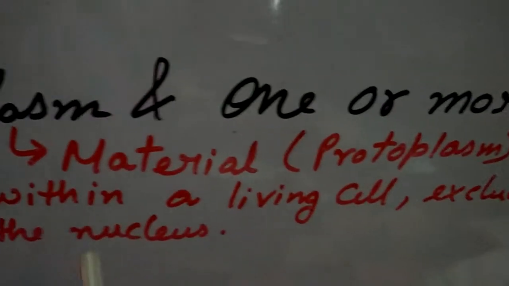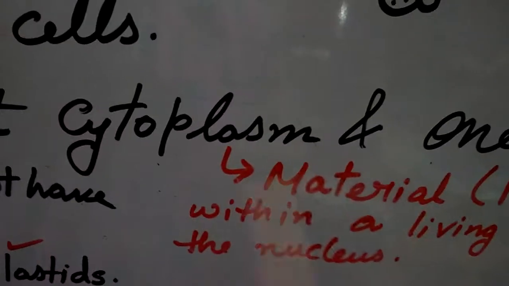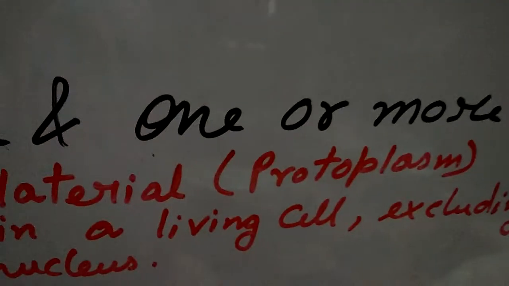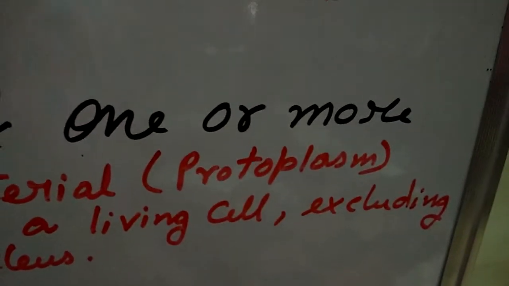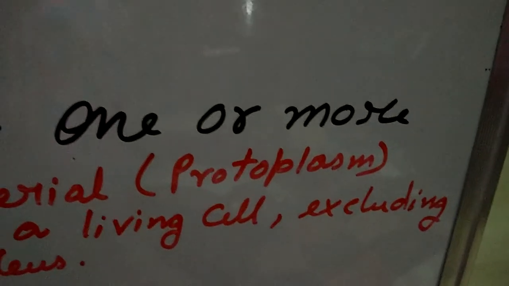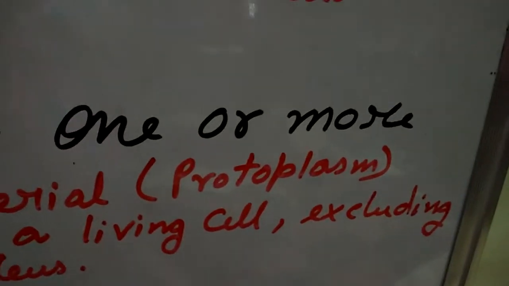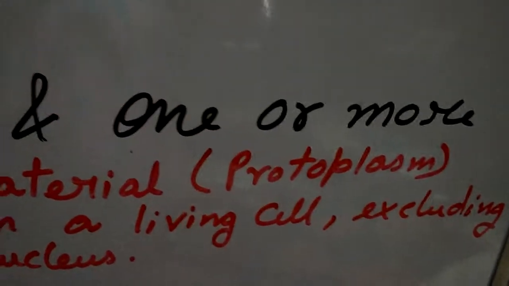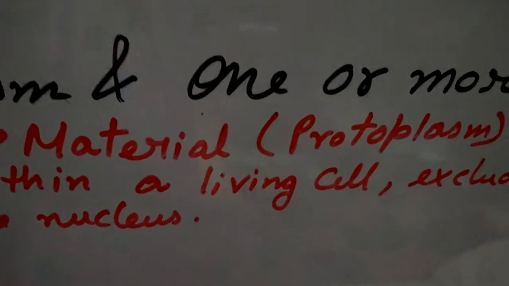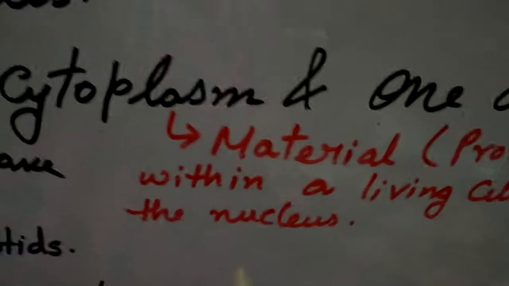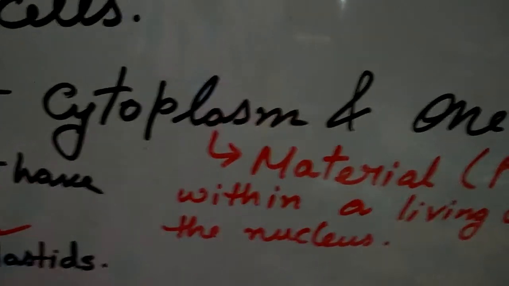What is protoplasm? You can correlate this with cytoplasm. Protoplasm is nothing but transparent material, a transparent ground substance, liquid or semi-solid type of material inside a living cell comprising all the organelles. So cytoplasm or protoplasm, whatever you write, is present in all living cells excluding the nucleus.